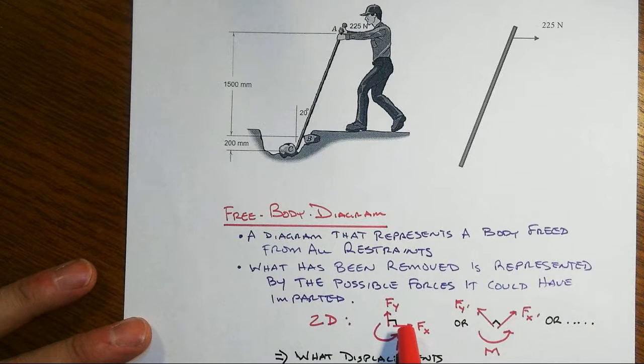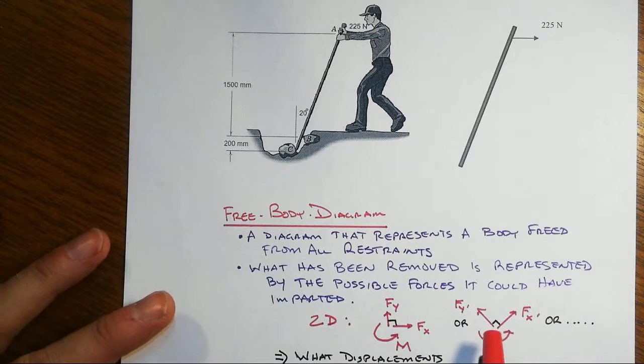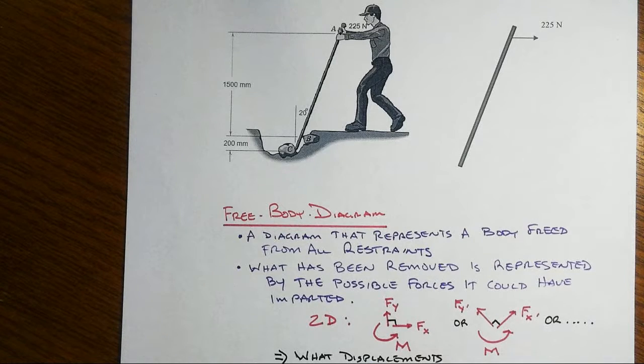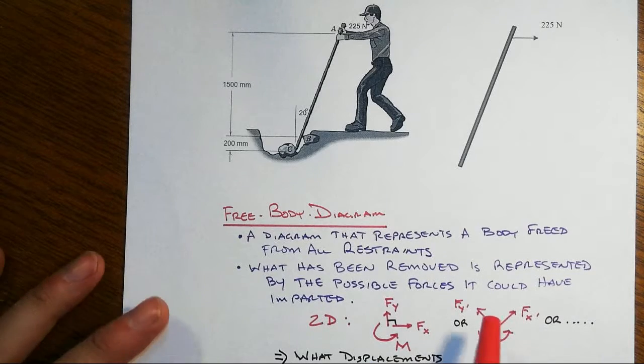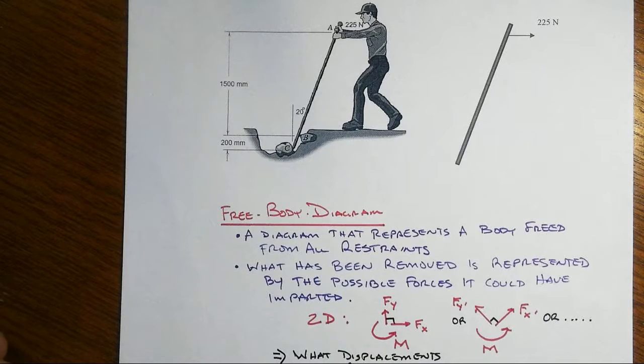Those two translations do not have to be horizontal and vertical. They could be rotated. They are usually taken as 90 degrees to each other, but they don't actually have to be. There's an infinite number of ways to represent this. Now, it's convenient to always use 90 degrees because that creates an independence between the two. That Fy has no projection onto the x-axis, and the Fx has no projection onto the y-axis. In that sense, they're independent of each other.